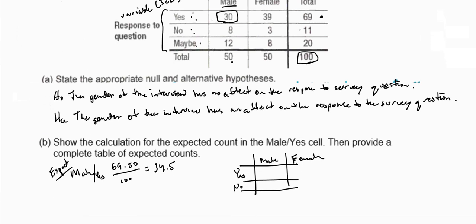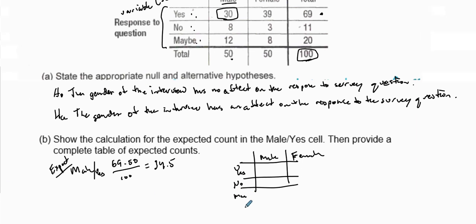I'll bring this down a little bit. What you notice when you fill this out, so this is going to be 34.5, is that the expected count, if there is no difference, we'll just have this times this for this one. So 69 times 50 divided by 100, that would be the same thing. So the expected value, whether you had male or female, would be the same. It would be 34.5 and 34.5.